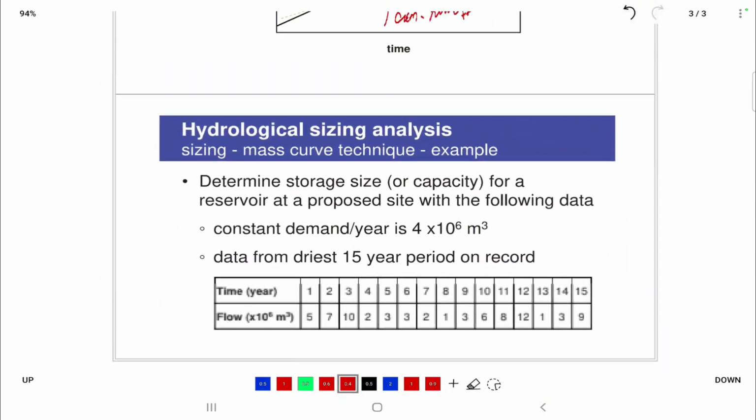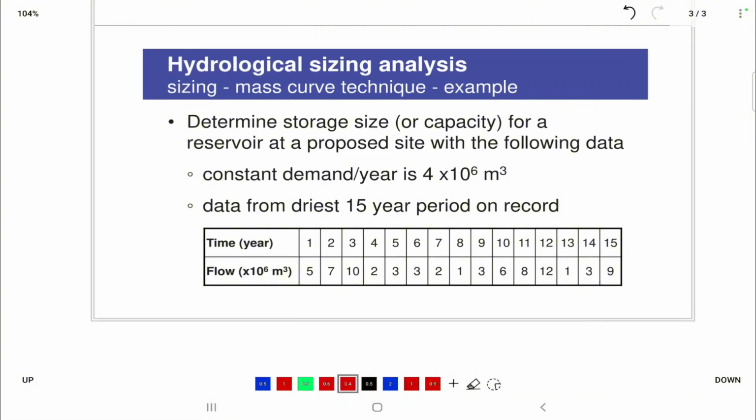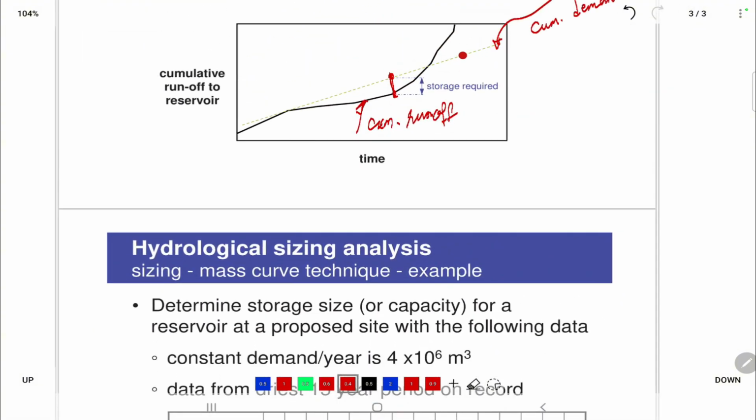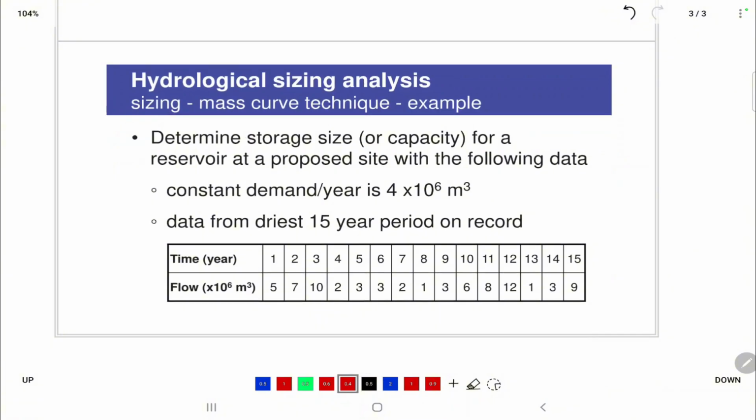Now, we will explain this through an example. This is a numerical example. Hydrological sizing analysis, sizing mass curve technique. Determine the storage size or capacity for a reservoir at a proposed site with the following data. Constant demand over the year. Data from the driest 15-year period on record.